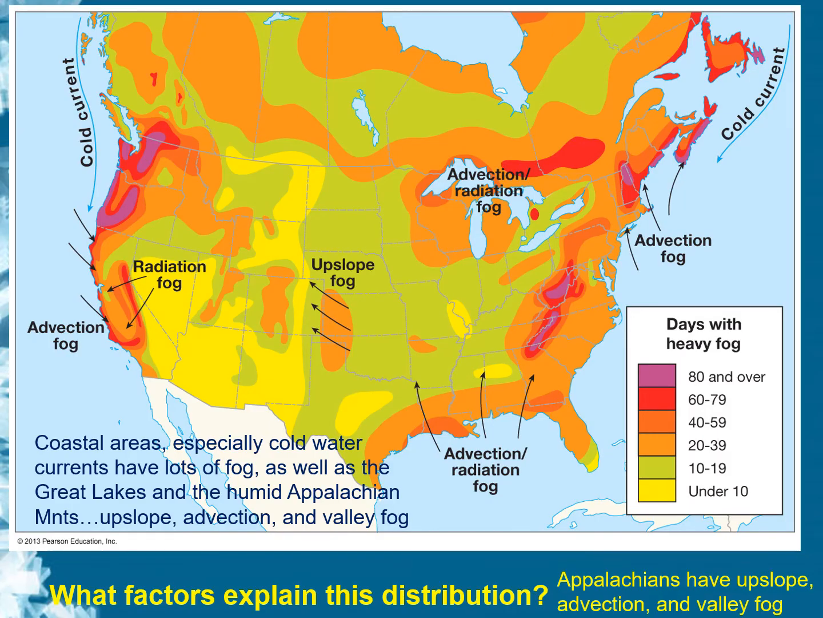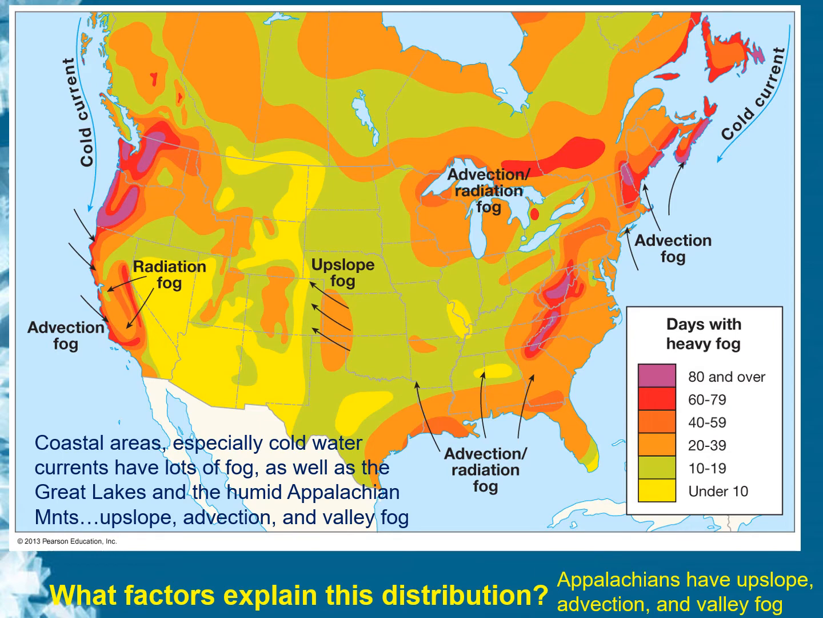So this is a neat little image here. We are looking at days with heavy fog. And of course the color coding there gives you an idea of how many days in a normal year you might have heavy fog. And then they have labeled some of these types of fogs. Okay, so what do we see? Coastal areas, especially where you have cold water currents, like on the west coast, have lots of fog. Advection fog, and of course they can have radiation fog as well.